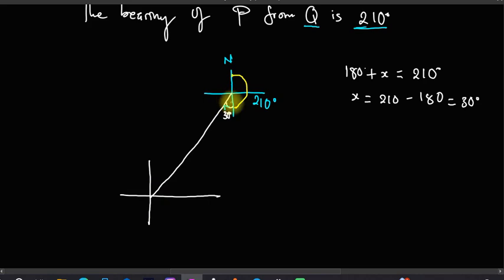Okay, now remember opposite angles. If here is 30 degrees, it means here will also be 30 degrees. And remember, this is north and this is your east. Therefore, the bearing of P is what? North, 30 degrees, 30 degrees east. And that's our answer.